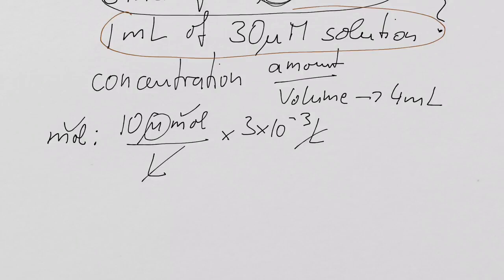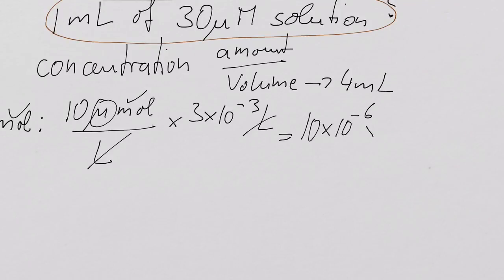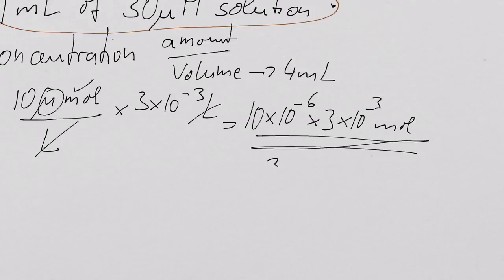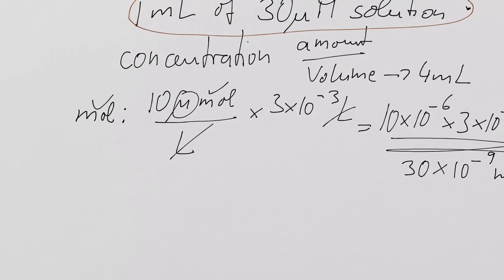Micro stands for? So I have 10 times 10 to the minus 6 times 3 times 10 to the minus 3 mole. Okay? That's for my first solution. So that's 30 times 10 to the minus 9 mole. Is that right? Got that? Okay, so that was the first solution.